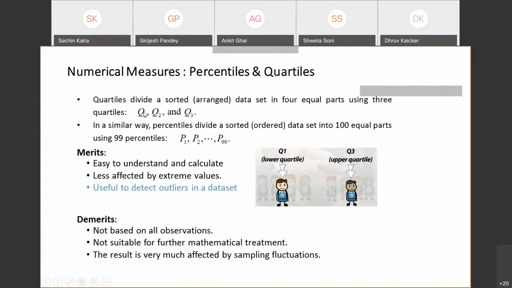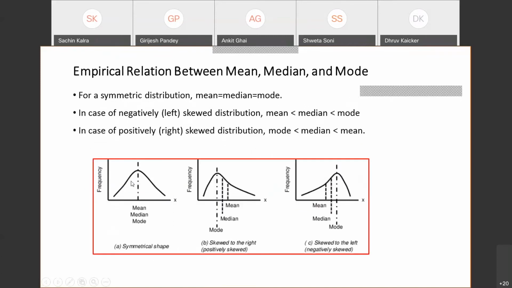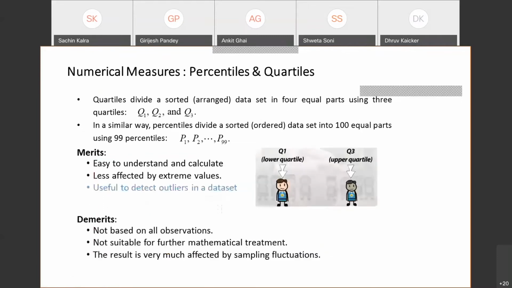Not suitable for further mathematical treatment. Definitely, if you have already recategorized into 25 percentiles or single percentiles, we won't do any mathematical treatment on it. The result is very much affected by sampling fluctuations. Definitely, if suppose one sample we took was symmetrical or normal, and another sample we took was skewed, that means there's some problem in the sampling and our sampling is not accurate. Definitely, these values are going to change. That's why they are affected by sampling fluctuations.